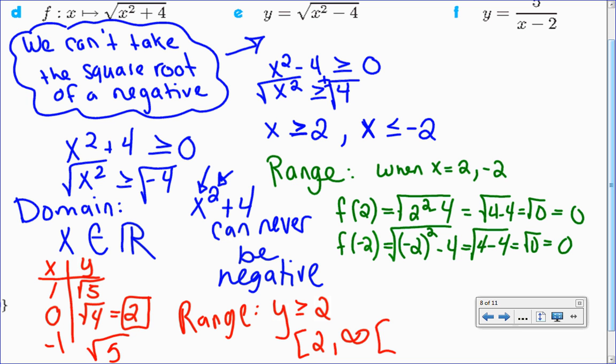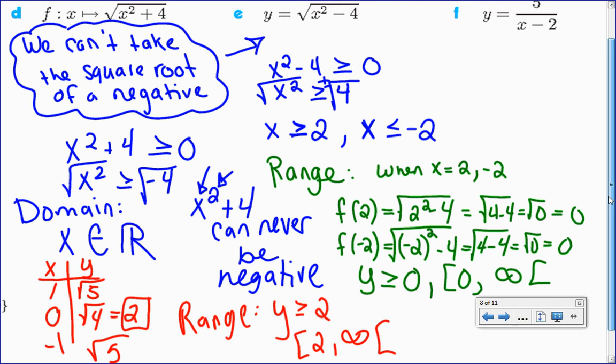And it's going to continue to grow from there. If you plug in 3, you can see the function's going to get bigger. You'll have 9 minus 4, which is 5, and you'll have the square root of 5, which we know is bigger than 0. So our range is going to be y is greater than or equal to 0. You could also write this in interval notation from 0 to infinity.